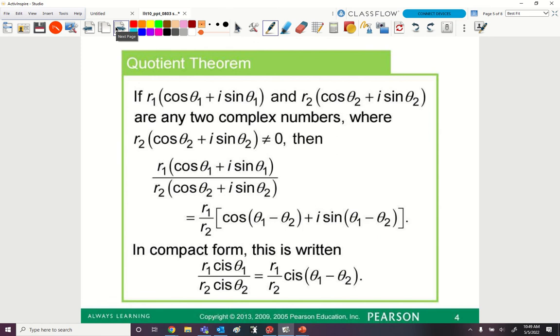So the next one's going to be quotient. I have my two things here, the first one and the second one. If I'm dividing, it's going to end up becoming r1 divided by r2, and over here we are subtracting my angles this time. In the condensed form, here it is: r1 divided by r2, then theta 1 minus theta 2. So with a division or quotient, I subtract. Multiplication, I add.